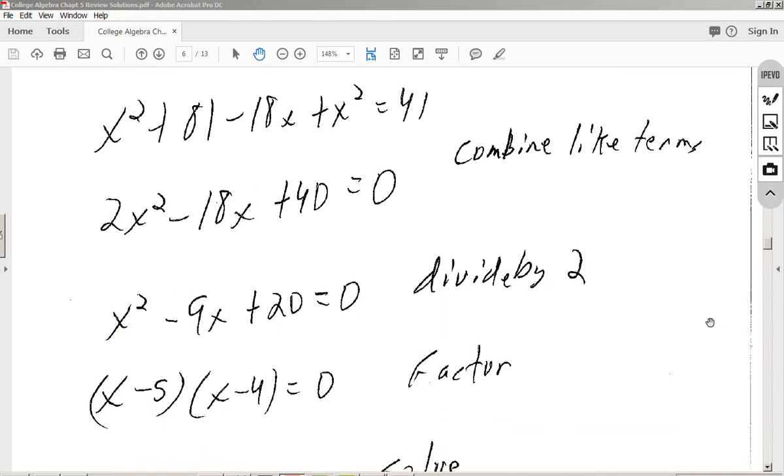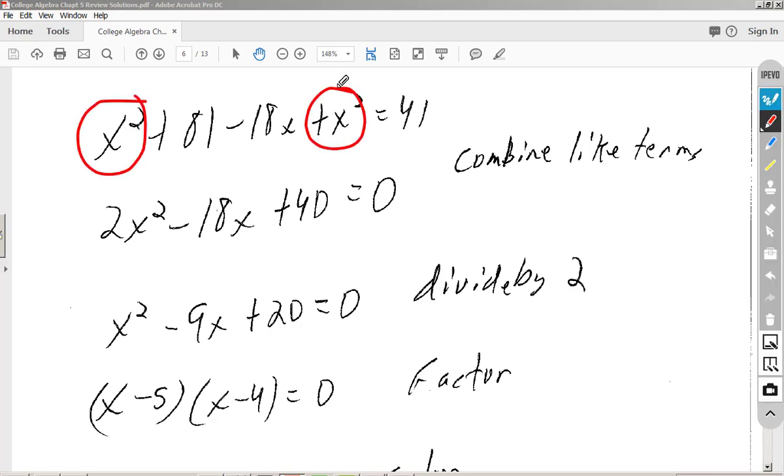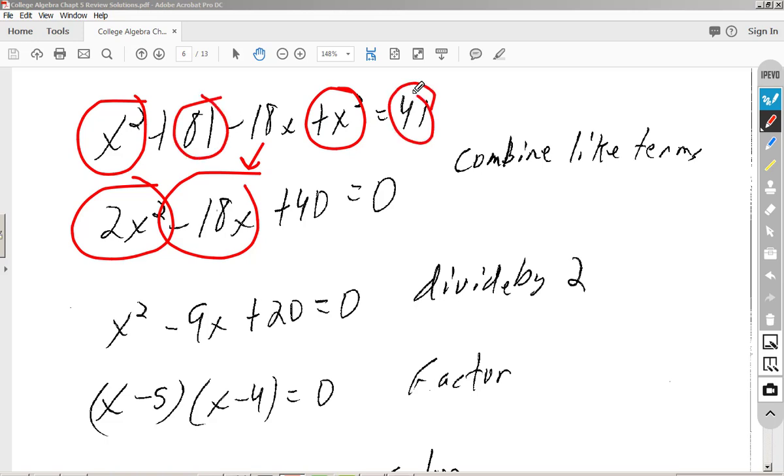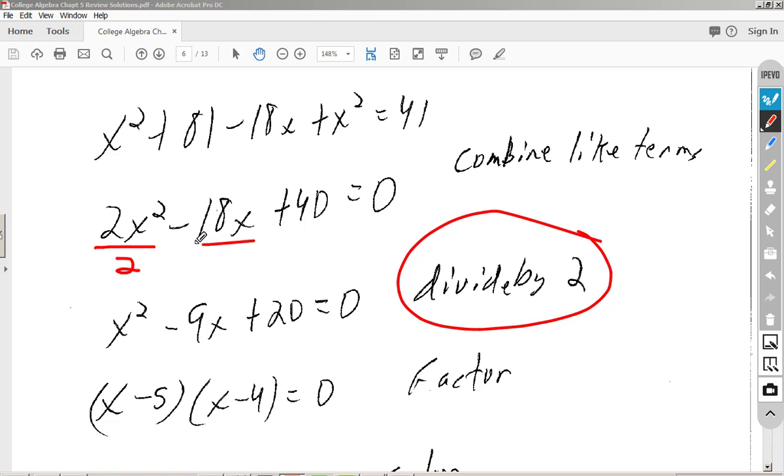Now I need to combine like terms and factor it. So combining like terms, I've got x squared plus x squared is going to give me 2x squared. I still have my negative 18x. And then I've got 81, and I've got 41, so when I subtract 41 from both sides, that's going to give me that 40 right here. So here's my equation. 2x squared minus 18x plus 40 all equals 0. Now to make it easier to do my factoring, I'm going to divide everything by 2. So I'm going to divide all terms by 2.